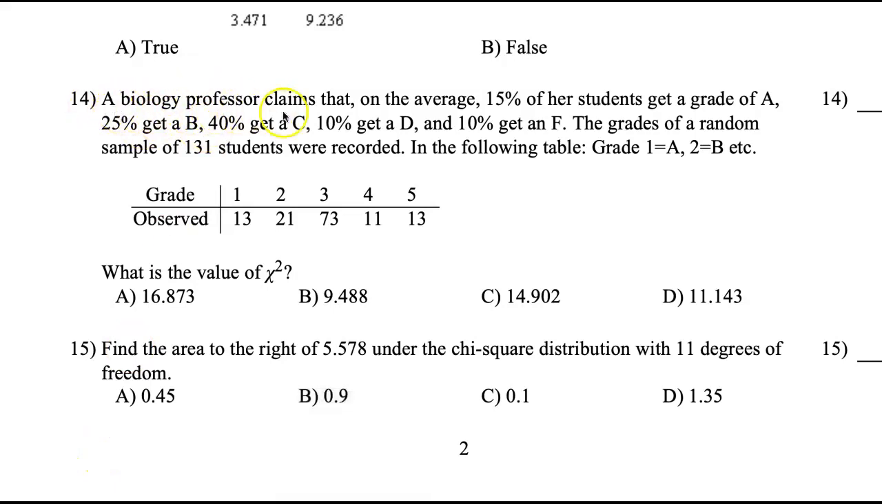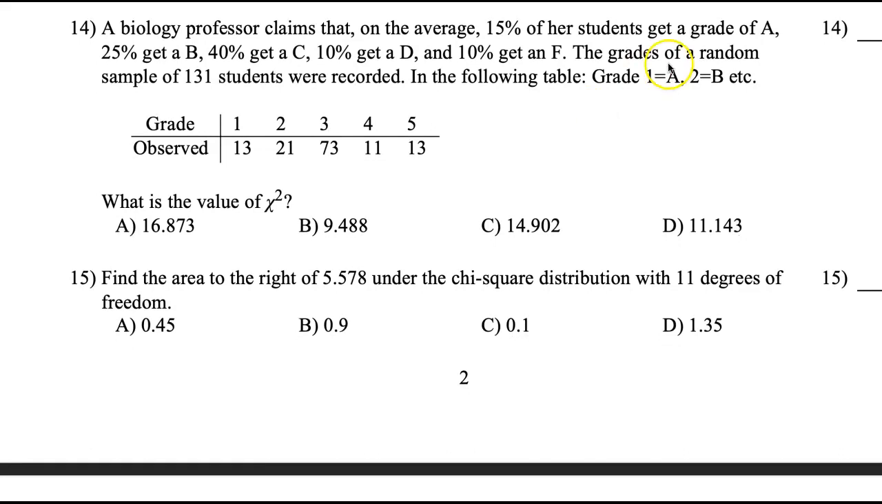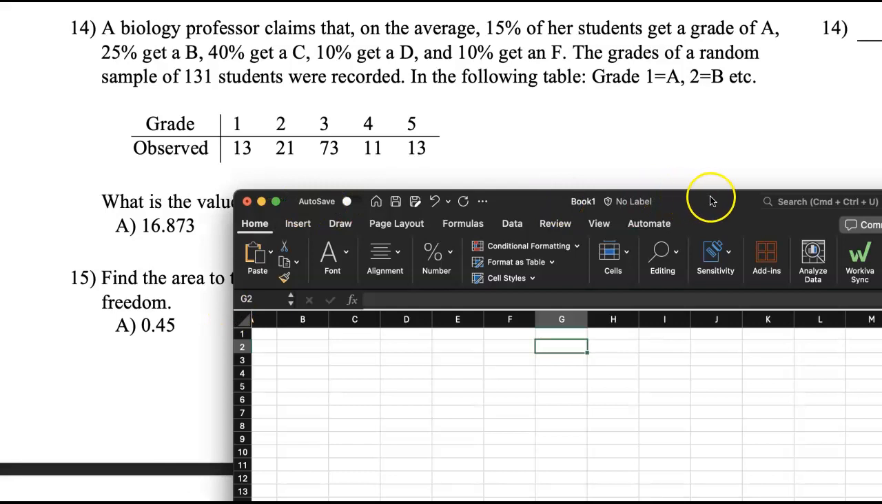some biology professor claims that on average 15% of students will get an A, 25% get a B, 40% get a C, 10% a D, 10% an F. So on the table here, they showed 1, 2, 3, 4, 5, which is equivalent to A, B, C, D, F. Now we are using Excel.